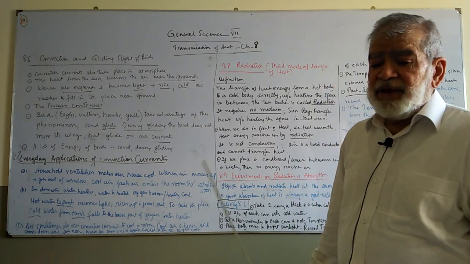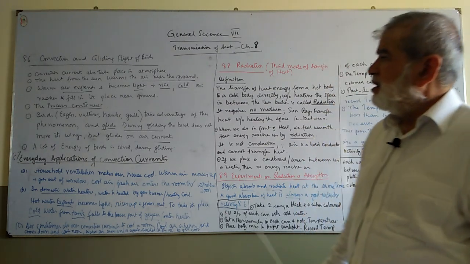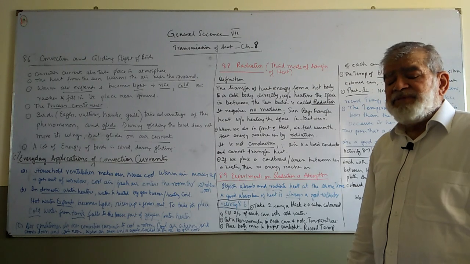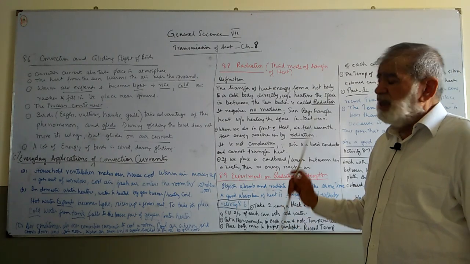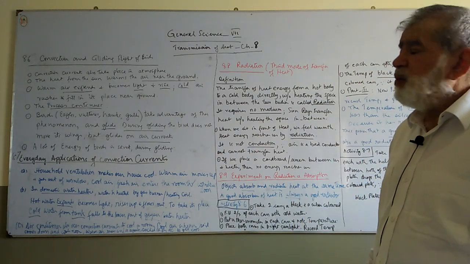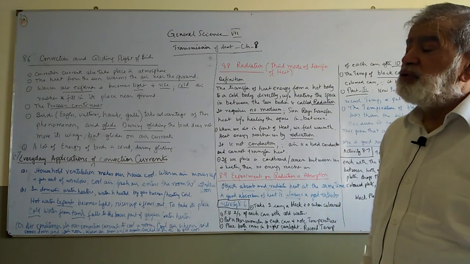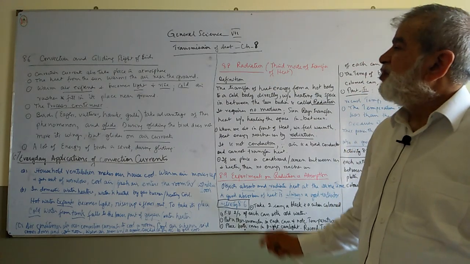You must have seen birds gliding high up in the air. How do they do that? We will be explaining the gliding flight of birds, how they glide in the air without flapping their wings, and how convection currents are produced and how it helps them.